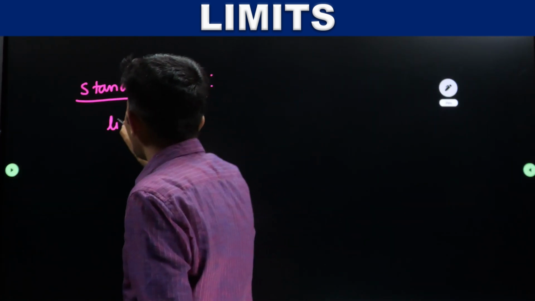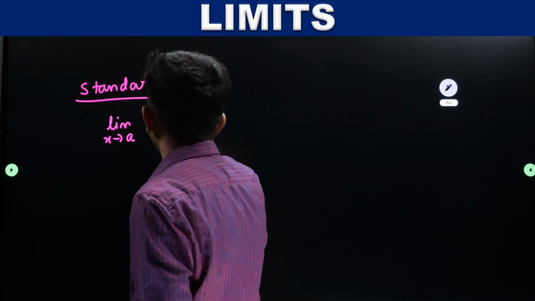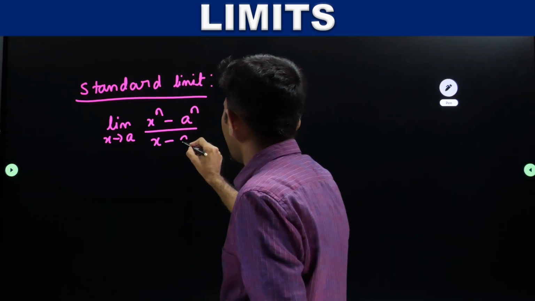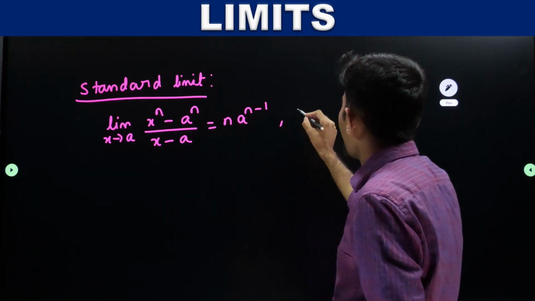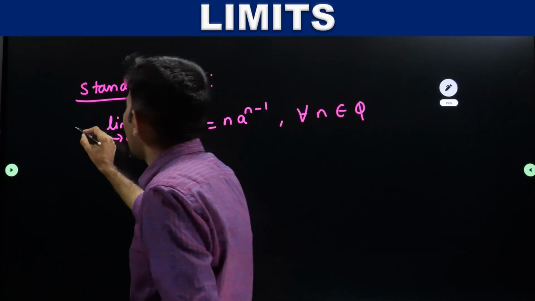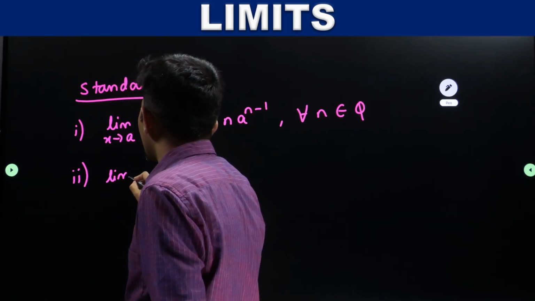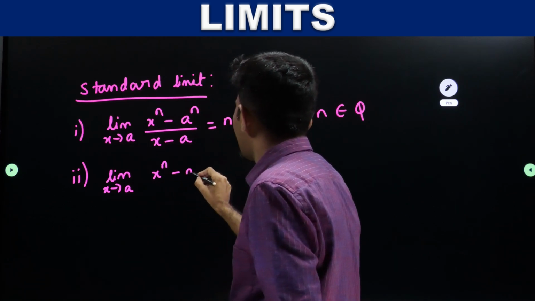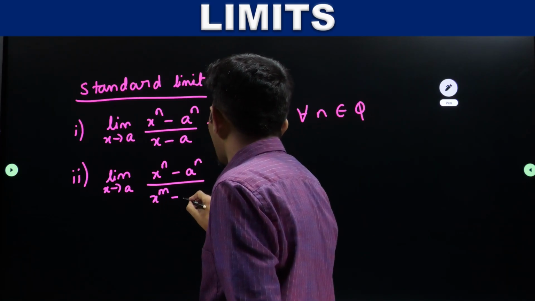That is, we have limit x tends to a, x power n minus a power n divided by x minus a is equal to n into a power n minus 1. This is true for all n belonging to the set of rational numbers. Also, I can write another form of this, where it takes limit x tends to a, x power n minus a power n divided by x power m minus a power m.